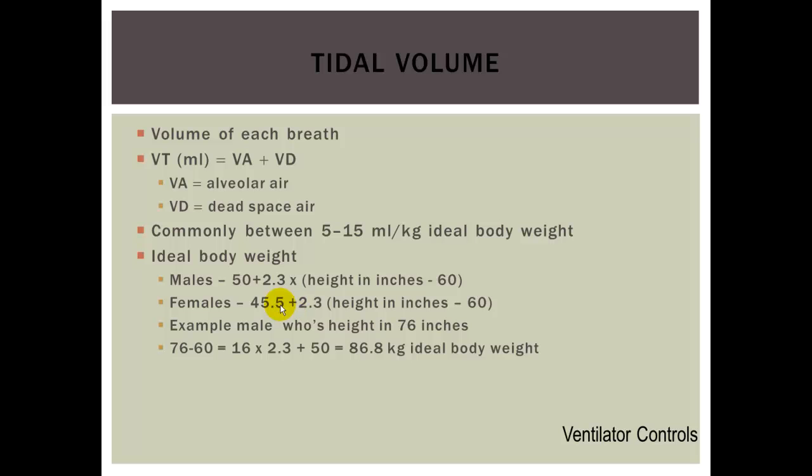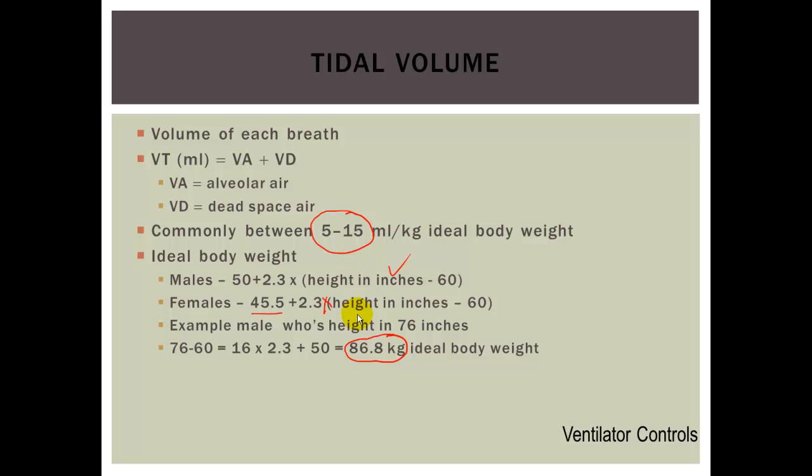The same way with females, the actual formula changes a little bit. Height in inches minus 60, times 2.3, plus 45.5. And for example, a male who is 76 inches high: 76 minus 60, times 2.3, plus 50 is 86.8 kilograms of ideal body weight. So as long as we know what their ideal body weight is, we can adjust their tidal volume.